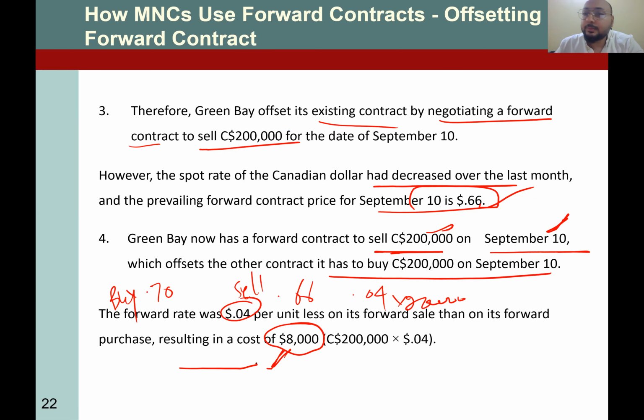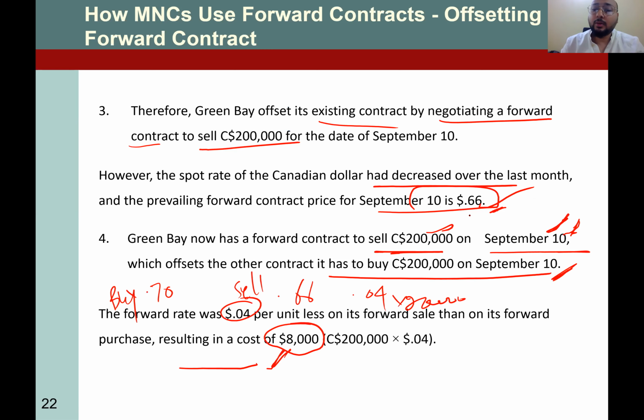They would be settling this, paying $8,000 to settle the offsetting of the contract. That's it. So it depends on their relationship whether they would wait until September 10, because whatever the rate is at 10 September, they will be following the forward rate.